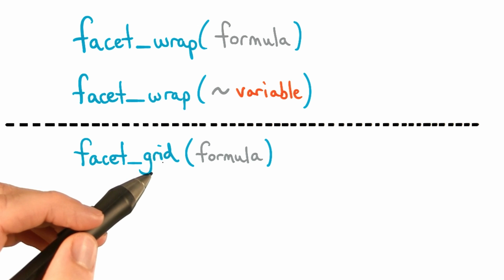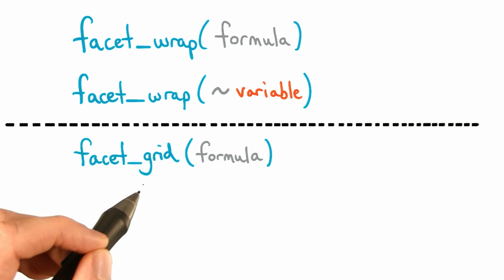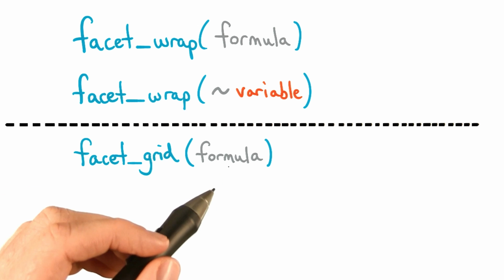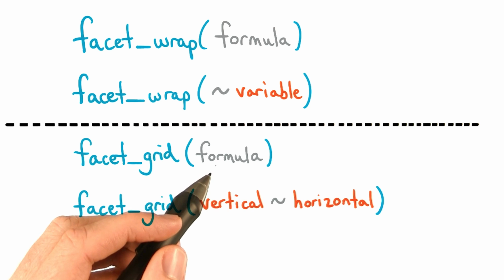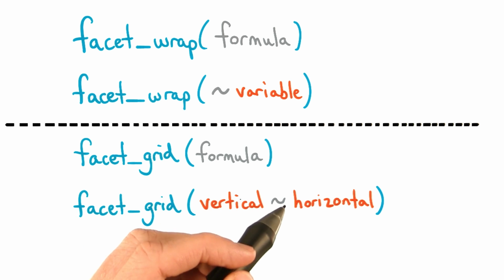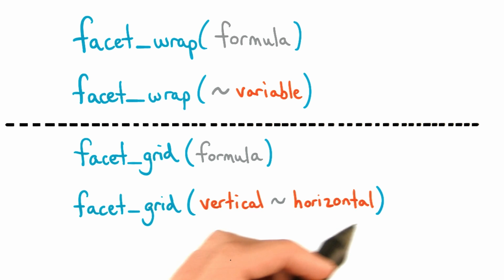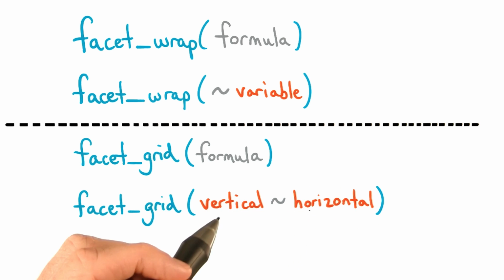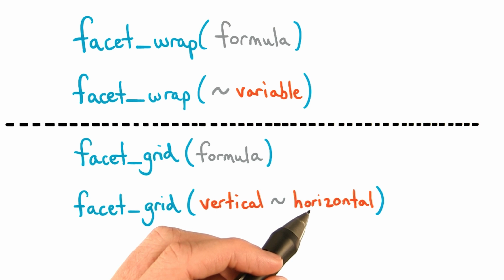A similar layer to facet wrap is facet grid. Facet grid also takes a formula, but it's in a little bit different form. Its formula contains variables that we want to split over in the vertical direction, followed by a tilde sign, and then the name of the variables we want to split in the horizontal direction. In general, where you place the variables can change how the graph is laid out and the orientation of them.